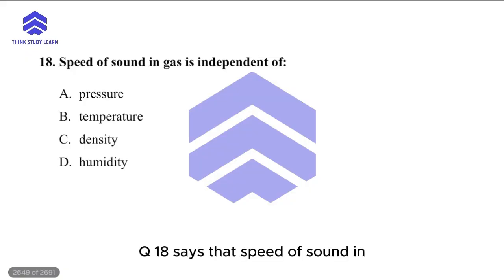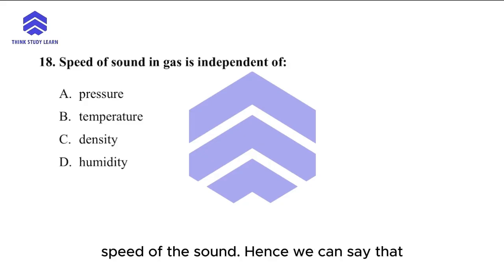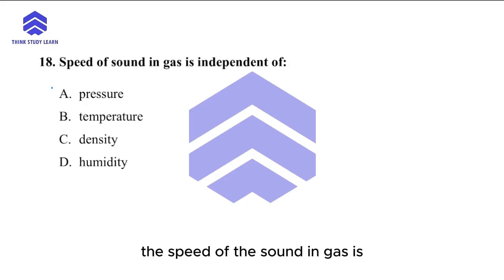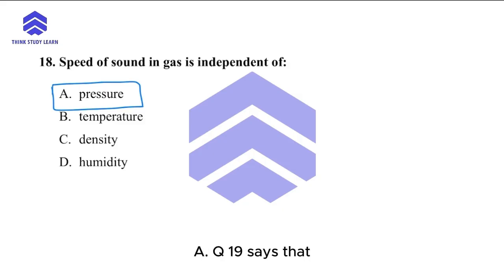Question 18 says that speed of sound in gas is independent of. Temperature, density, and humidity may affect the speed of sound, but the pressure of the gas has no effect on the speed of the sound. Hence, we can say that the speed of the sound in gas is independent of pressure, which is option A.